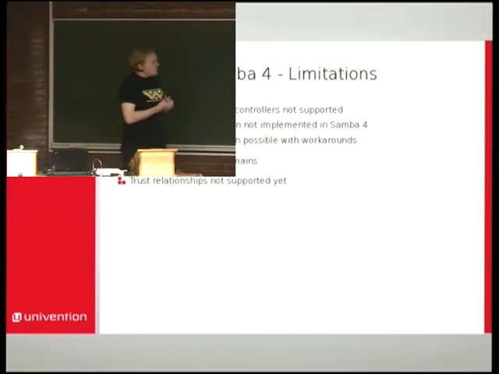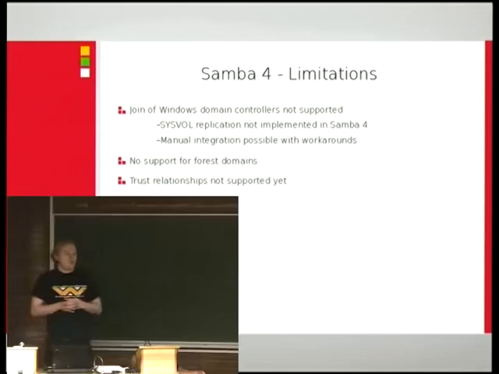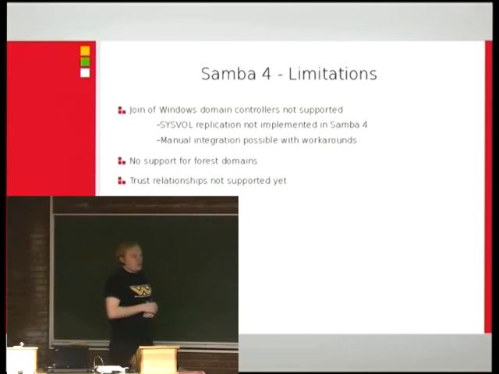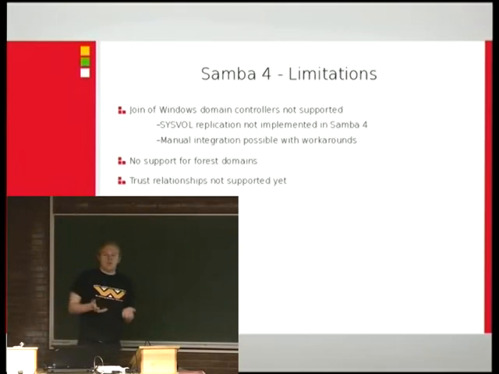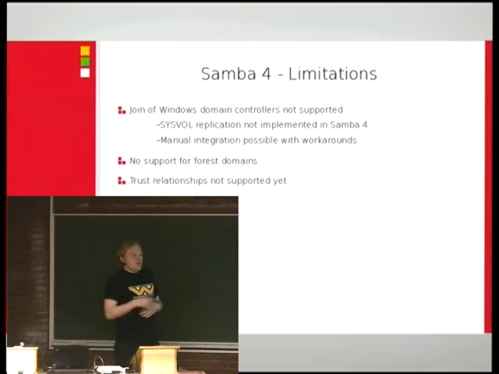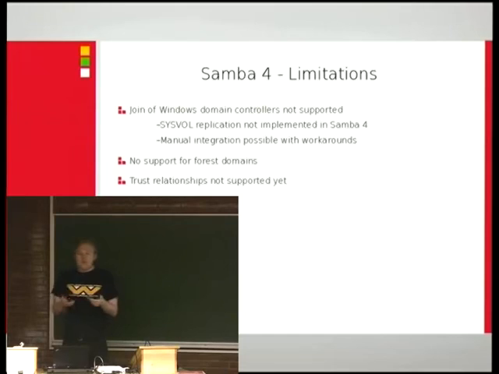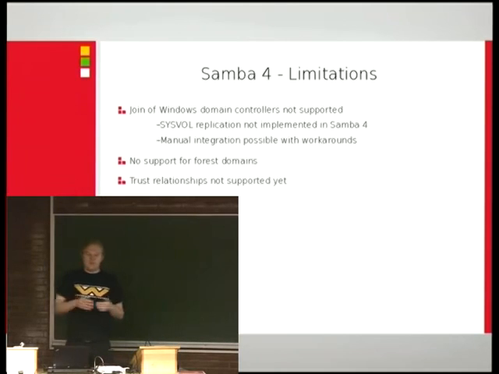The existing limitation of Samba 4 at that point is that you cannot join Windows domain controllers into your domain, so you can join as many Windows clients as you wish, but it's not possible to join a Windows domain controller. The reason for that is that there's a share which is called the sysvol share. It's a share which needs to be available on all domain controllers of an Active Directory domain. This sysvol share stores data like the netlogon policies or the netlogon scripts and the group policies. And the replication of this sysvol share is not yet implemented in Samba 4.